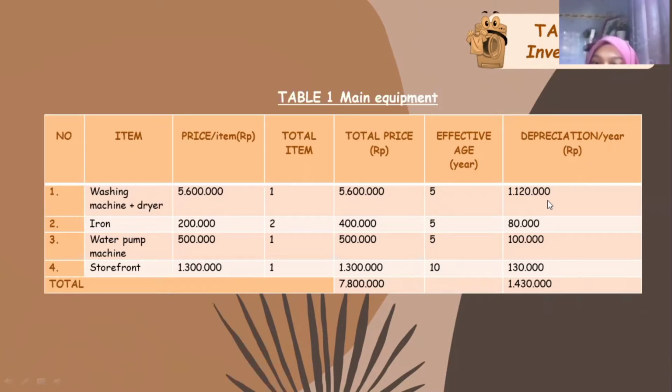We get it from the total price divided by effective age. And we get the total of depreciation is 1,430,000 rupiahs.